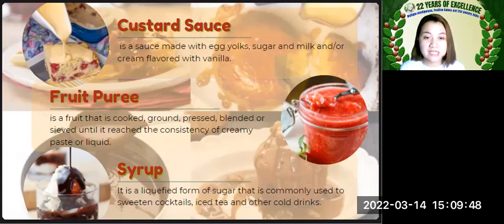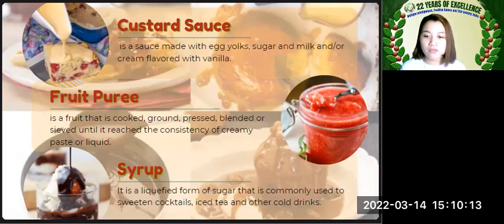Okay, so we have these three kinds of sauces. Common kinds of sauces na pwede lang laruin into different flavors. So the first one, we have the custard sauce. It is a sauce made with egg yolks and, as we said kanina, sugar and milk, or cream flavored with vanilla.